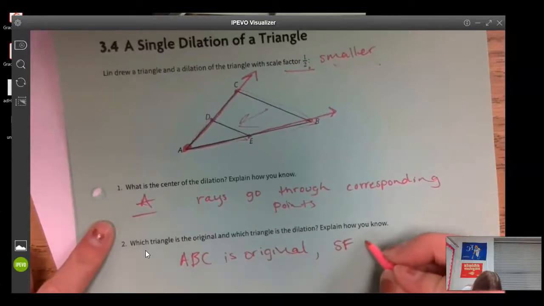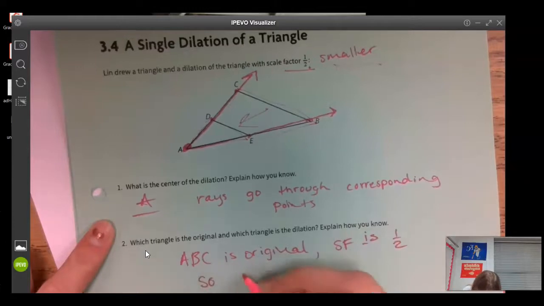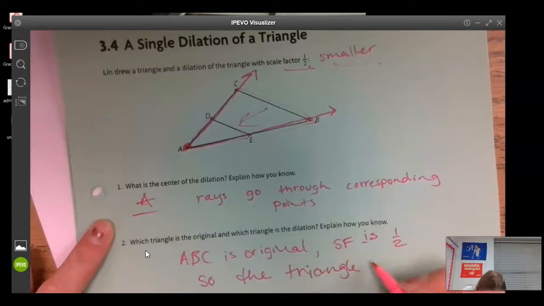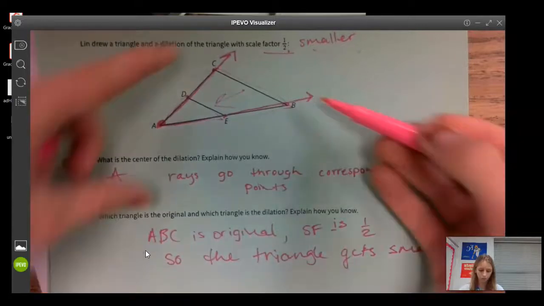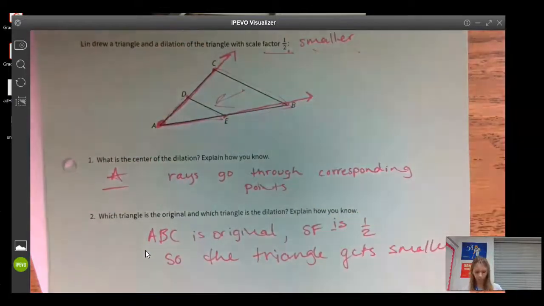The scale factor is 1/2, so the triangle gets smaller. Alright, so that's how we know. We went from the big one to the small one, and that's how we know, because our scale factor is 1/2.